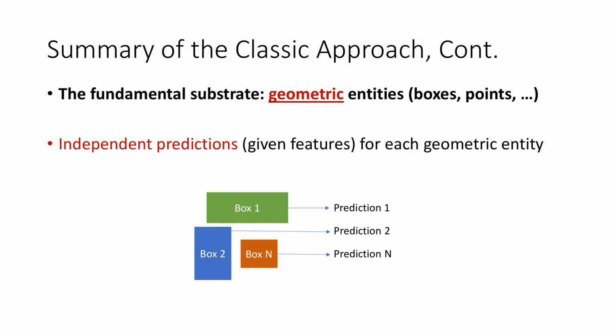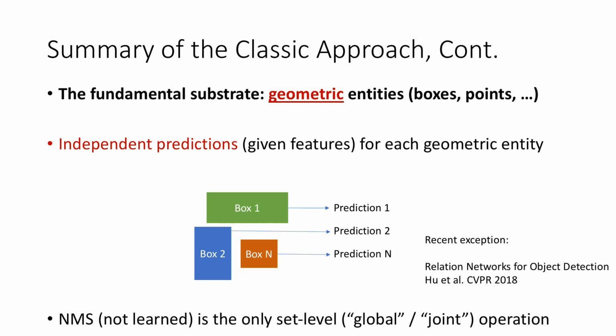A second commonality of the methods following this classical approach is that the learned part of the model makes independent predictions for each geometric entity, conditioned on the features computed for each entity. Non-maximum suppression is the only set-level operation that resolves conflicts between these independent predictions, such as redundant detections. For the most part, the non-maximum suppression is not learned. There are a few exceptions to this, for example, the work of Hu et al. on relation networks for object detection.